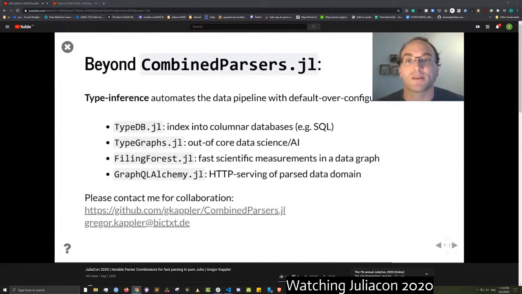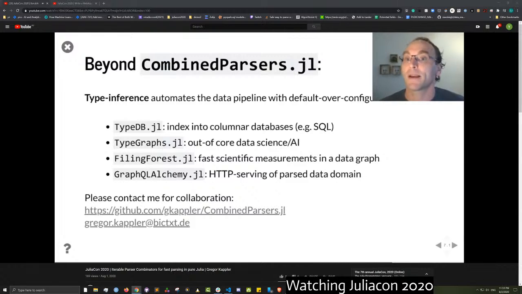Julia type inference in combined parsers helps automate the data pipeline. Maybe combined parsers can help with some of your work. I will be glad to support if you have any questions. I'm maintaining combined parsers actively.